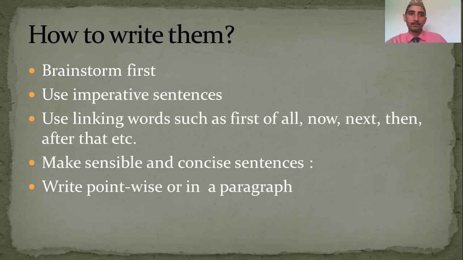Okay, so first, brainstorming, that means collection of the information in our mind. Second, we have to use imperative sentences as well as linking words, connectors such as first of all, next, after that, then. This kind of connector we can use. Then our sentences should be simple and short, not too long, so they are unambiguous and easy to understand, so that the action can be done successfully. I already told you it can be written in two ways, either point-wise or in a paragraph.